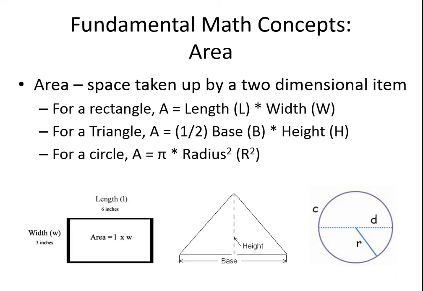For a triangle, the area is going to be 1/2 of the base times the height, and the base is going to be the longer side of the triangle. And for a circle, the area is going to be pi times the radius squared. Now, pi is a constant that hopefully you're familiar with, that essentially we round to 3.14. So anytime you see pi, you can use that number 3.14 in its place.